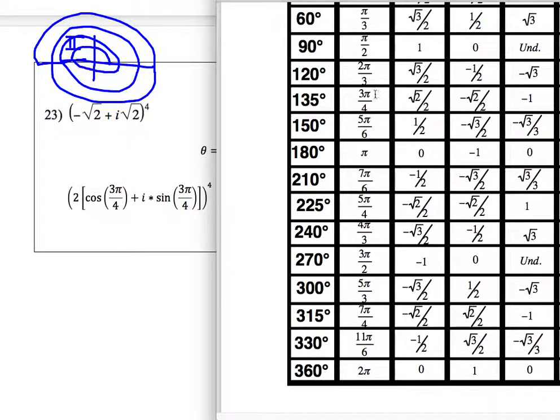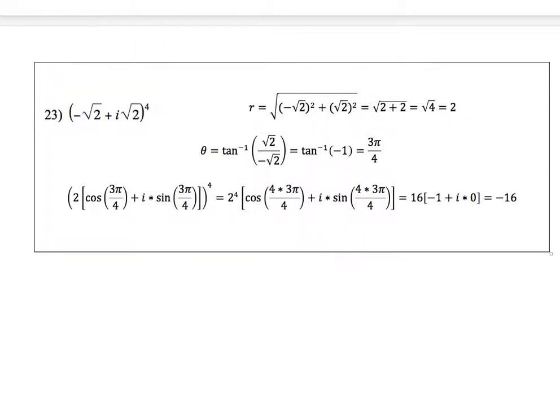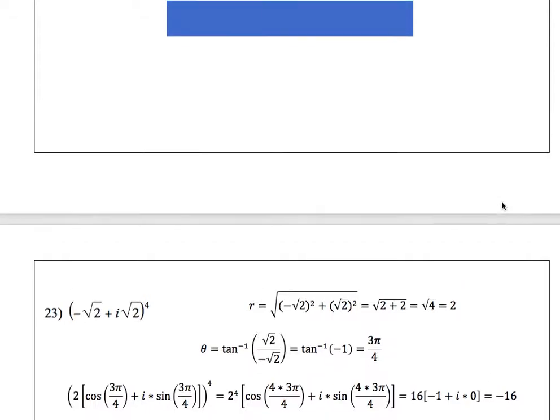And I guess technically I should tell you that we should have used 7 pi over 4, but I knew ahead of time that it was going to give me the exact answer anyway. So yeah. Moving on. Let me do that. There we go.